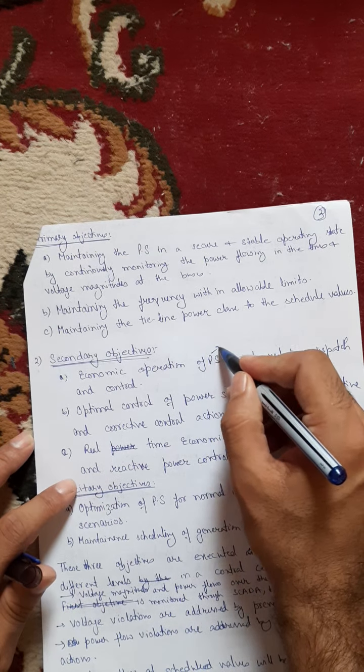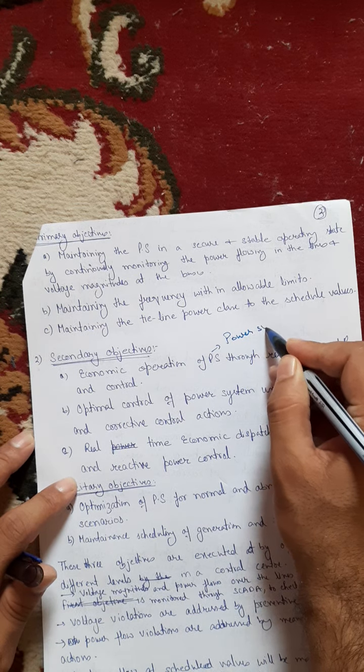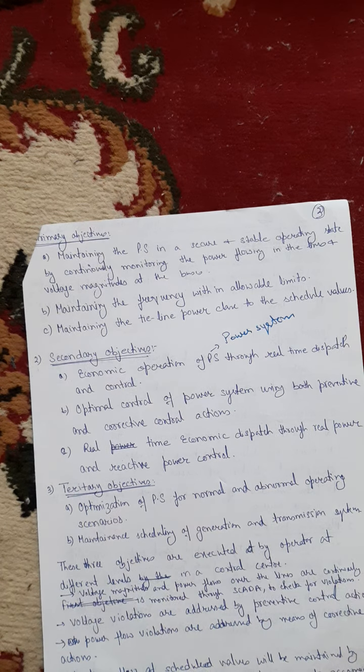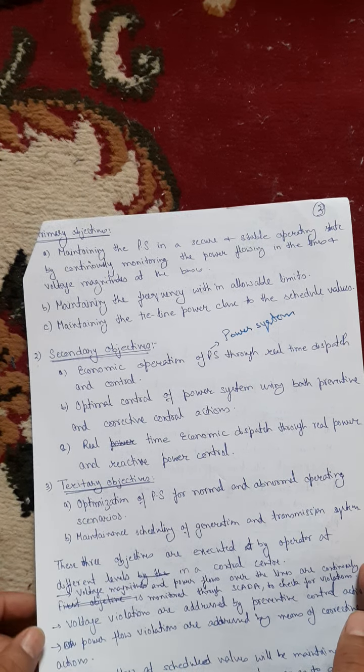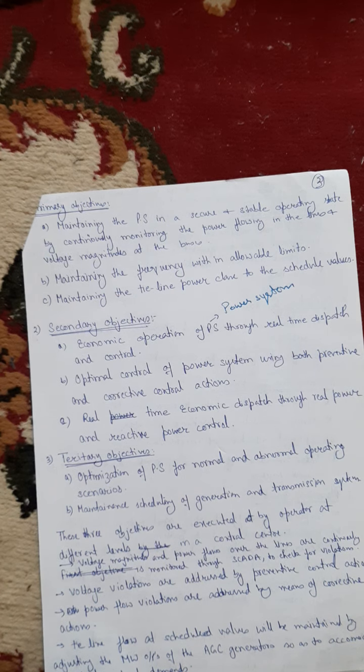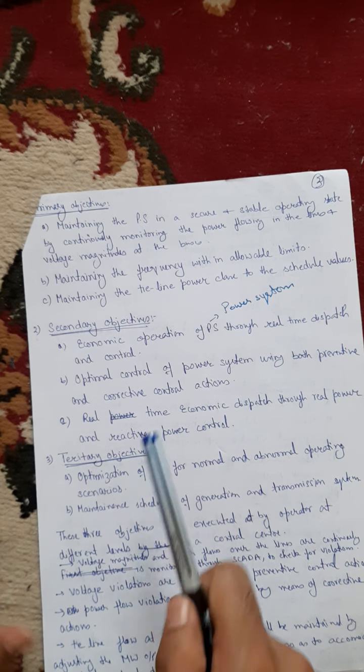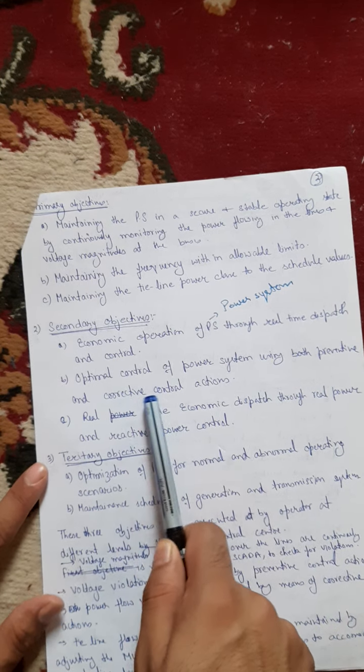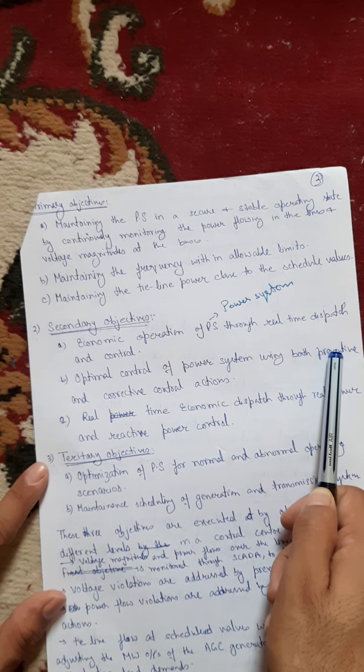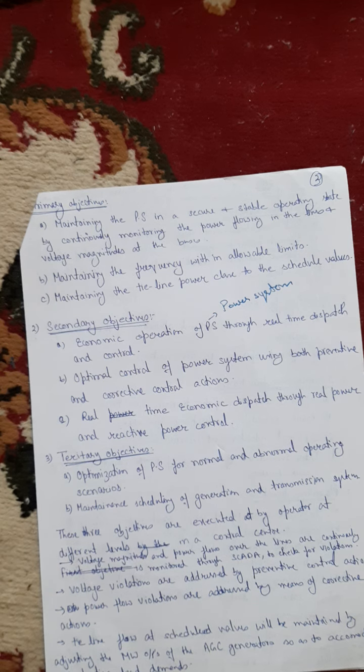PS means power system. So I'm saying the secondary objectives: first, economic operation of the power system through real-time dispatch and control. Second, optimal control of the power system using both preventive and corrective control actions. Preventive means, suppose voltage control; we say voltage control is a sort of preventive control. Suppose there is a sag in the system, meaning the voltage is dipping. What we do is use capacitor banks to improve that voltage.